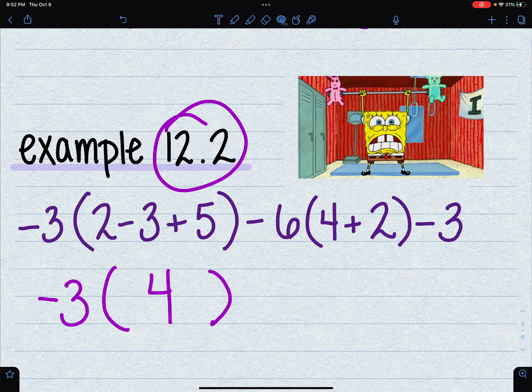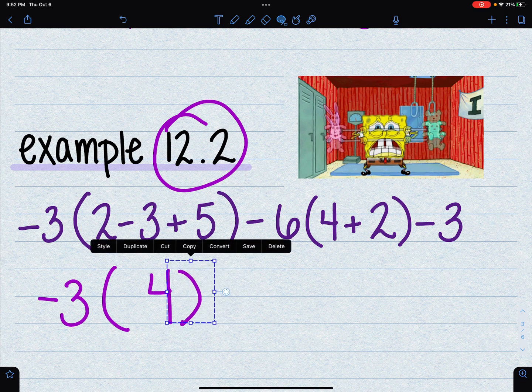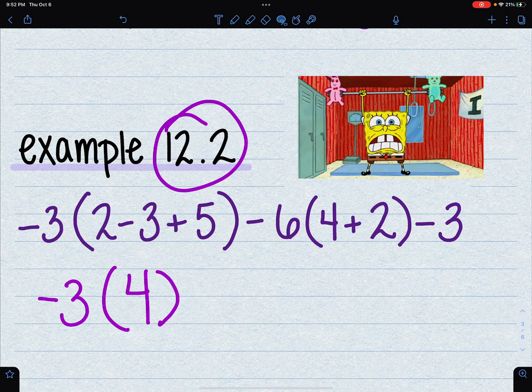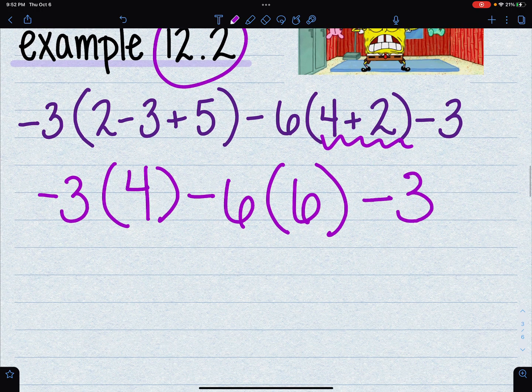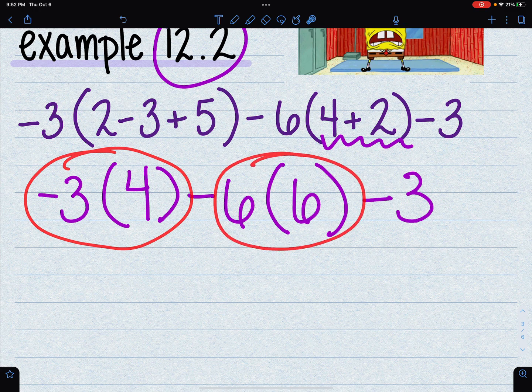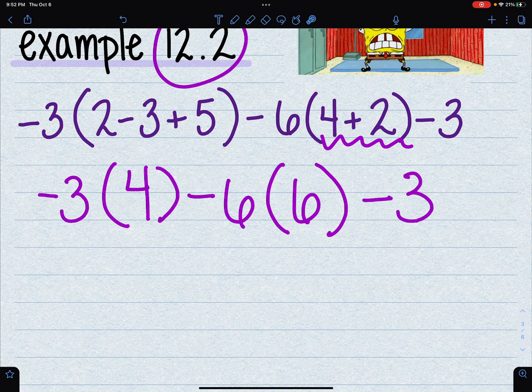I left myself a little too much room, so let's bring this whole thing over. And then I'm just going to bring down the other stuff, -6, and I'm going to simplify within here. 4 plus 2 is 6, minus 3. Now I'm going to take a step back from this problem and look at the whole thing. I've got some subtraction or algebraic addition, whatever. I have some multiplication. We got to do that multiplication first. That's the next thing that we do.